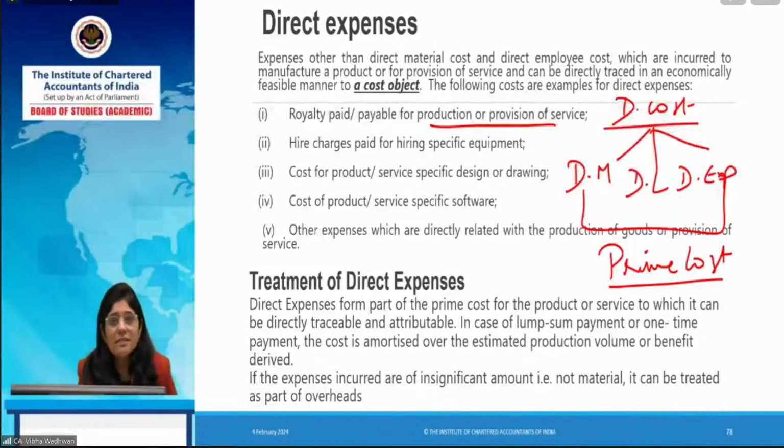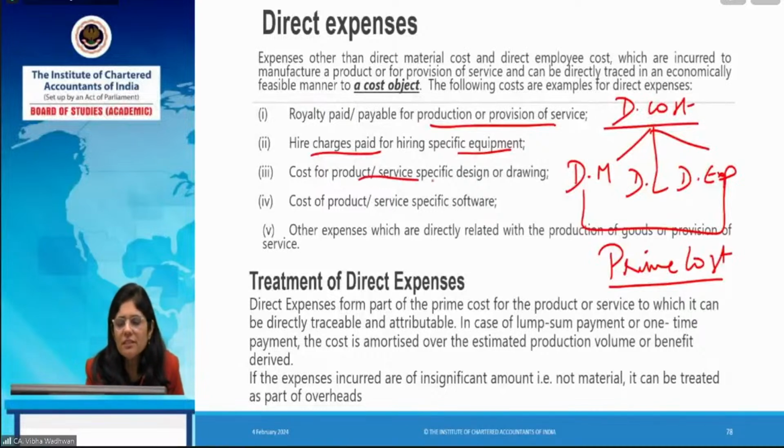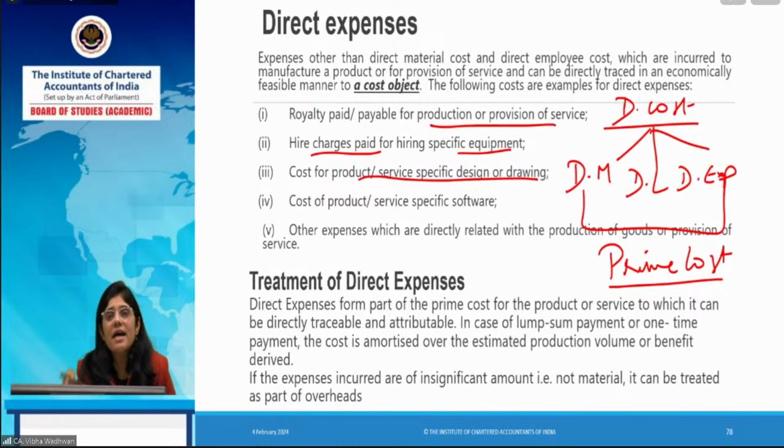So royalty is a direct cost. Hire charges, if you are hiring a special machine for that product, that machine is used only for that product. Again, direct cost. Cost for product or service design: if you are incurring the cost on the product design, again, it's a direct cost. Specific software, if any product has to use it and you are incurring cost. Other expenses which are directly related to the product or the job are called direct expenses.